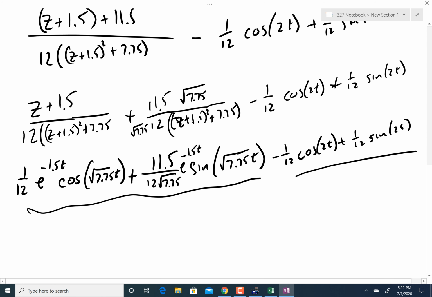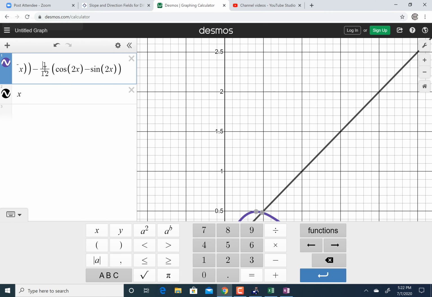Minus signs, 11.5. Oh, you see right there? It's right there, you moron. I forgot to divide by the square root of 7.75. Rats.